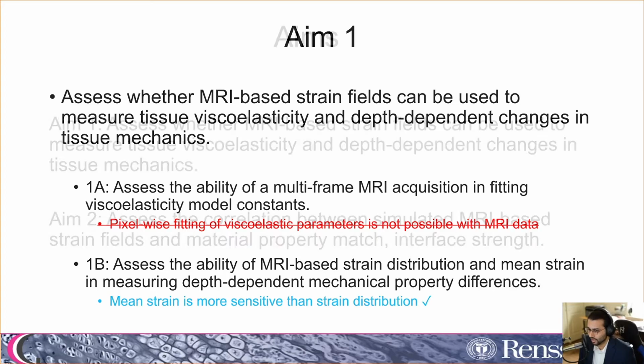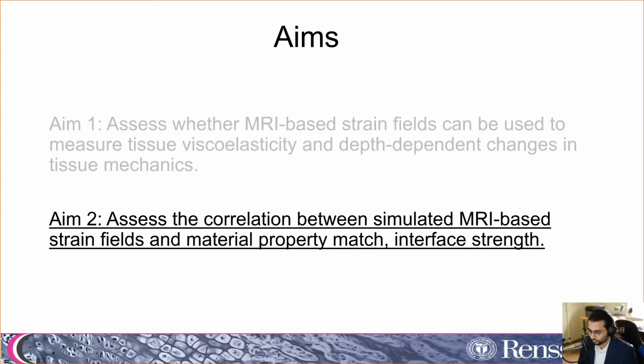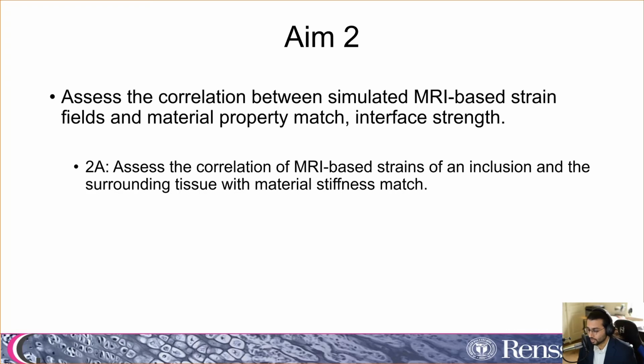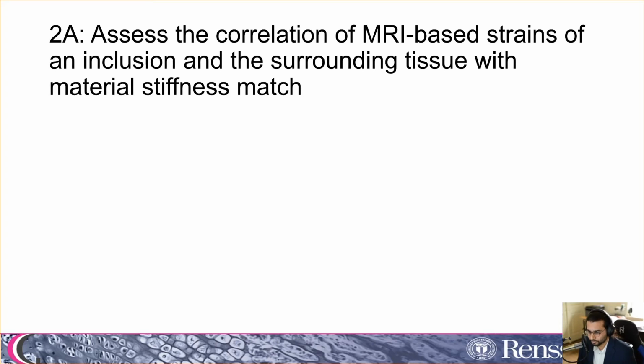Bringing us back to our overall aims, we finished aim 1, and now we can move on to aim 2, assessing the correlation between simulated MRI-based strain fields and material property match and interface strength. To do this, we also divide this into two sub-aims: aim 2A, assessing the correlation of MRI-based strains of an inclusion and the surrounding tissue with its material stiffness match, and aim 2B, assessing the correlation of MRI-based strains of a repair interface with, again, material stiffness match, but also interface strength. So we can start with the first.